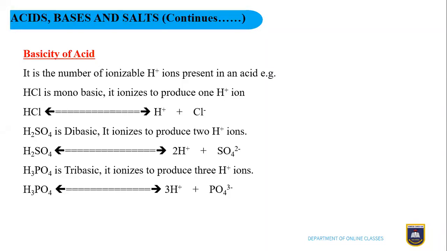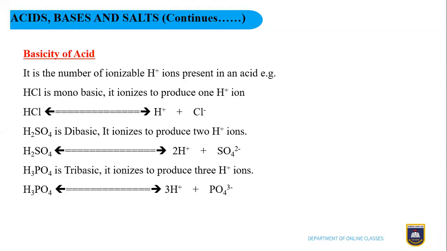So a monobasic acid is an acid that can ionize only one H plus ion. Dibasic can ionize two. Tribasic can ionize three, and so on and so forth.